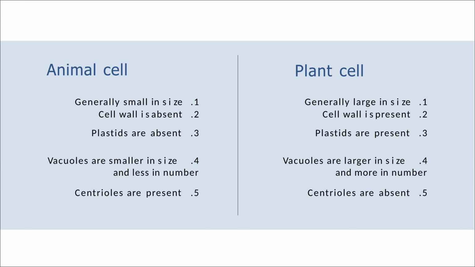Here is a comparison between an animal cell and a plant cell. Animal cells are generally small in size, cell wall is absent, plastids are absent, vacuoles are smaller in size and less in number, and centrioles are present. In plant cells, they are generally large in size, cell wall is present, plastids are present, vacuoles are larger in size and more in number, and centrioles are absent.